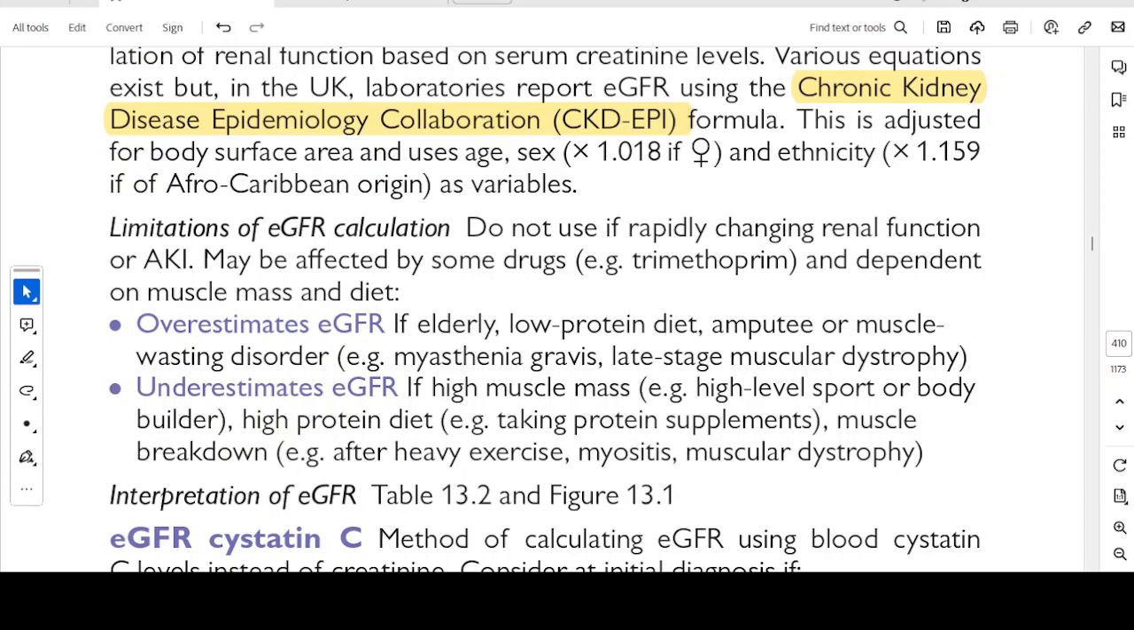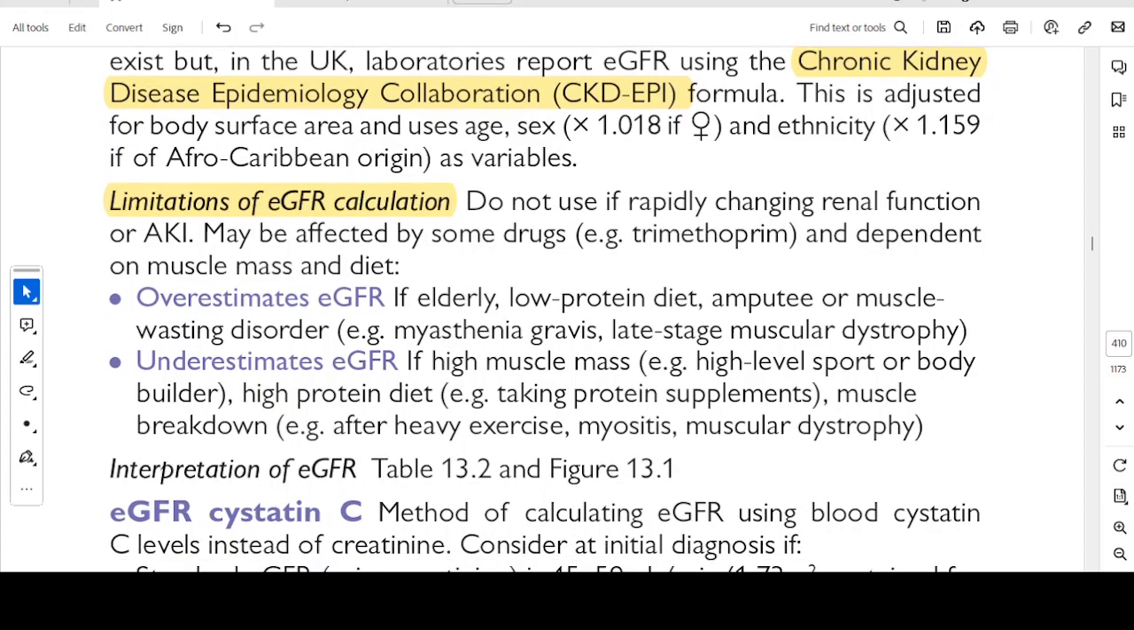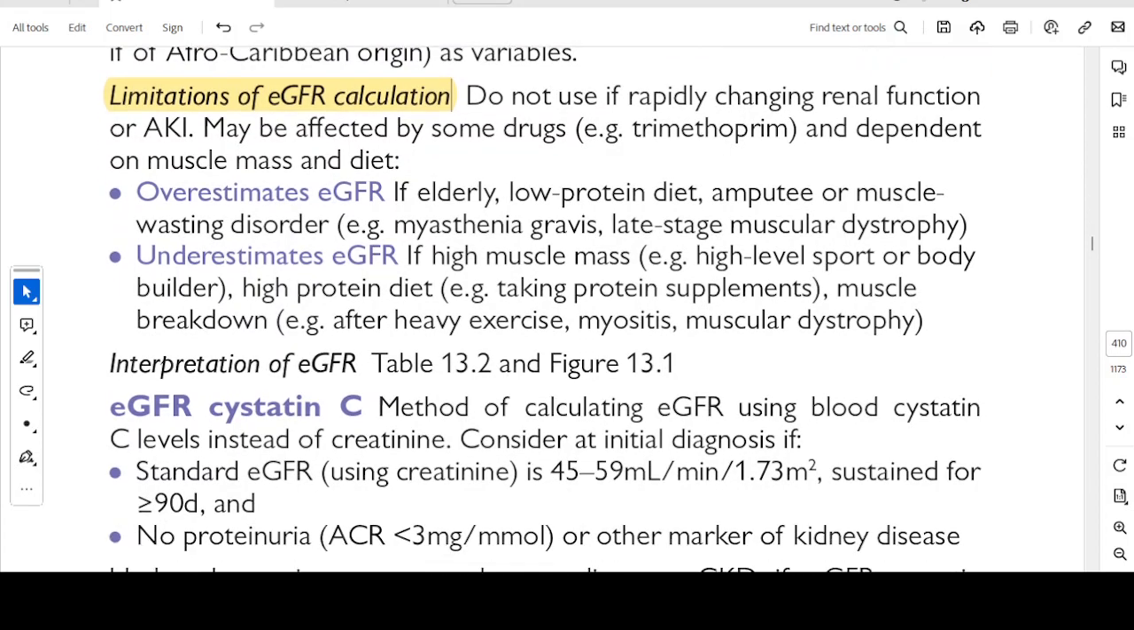Limitations of eGFR calculation. Do not use if rapidly changing renal function or AKI. May be affected by some drugs like trimethoprim, dependent on muscle mass and diet. Overestimations of eGFR: if elderly, low protein.